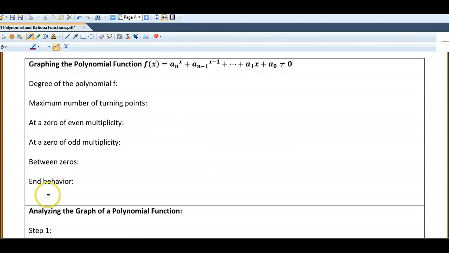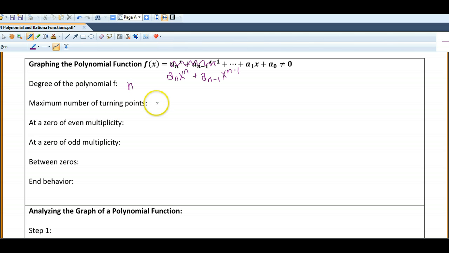Okay, graphing the polynomial function. Let me write this in. The degree of the polynomial is going to be the highest power. You know what? This does not look right. This is what it should say. Go ahead and cross this out. It should say a sub n x to the n power plus a sub n minus 1 x to the n minus 1 power. Sorry about that. You guys can go ahead and change that. Alright, so the degree of this is going to be the highest power, so in this case n.